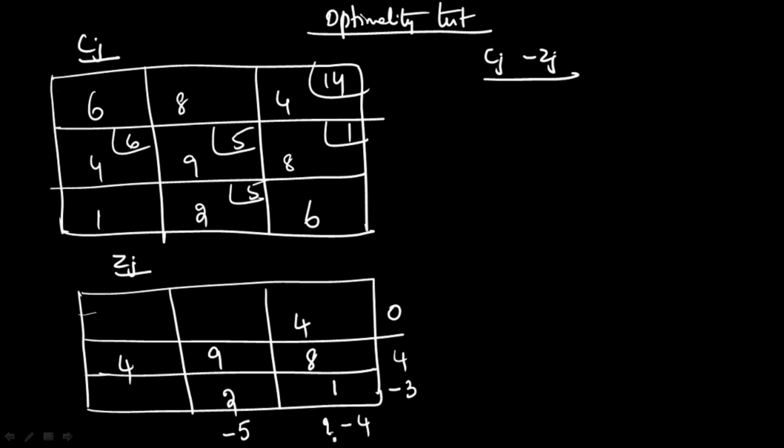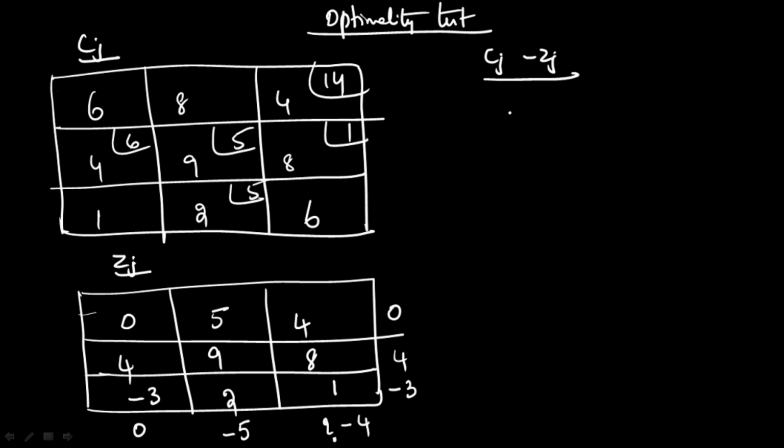Next. Minus 5 plus something is 0. 5. Okay. Next. Something plus 4 is 4. 0 plus 4 is 4. Correct? Next. 0 plus something is minus 3. 0 minus 3 is minus 3. 0 plus something is 0. 0 plus 0 is 0.